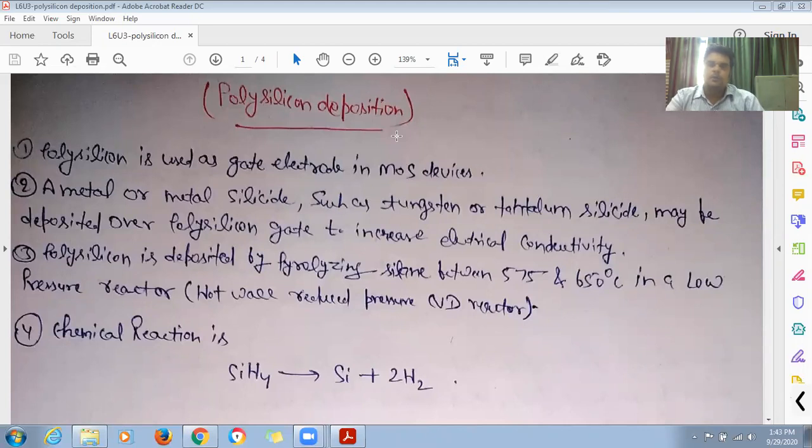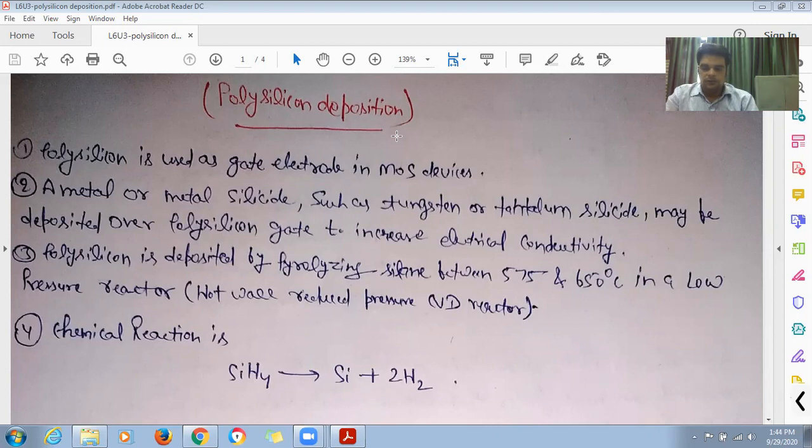Now, first of all, what is the use of polysilicon? Polysilicon is basically used as a gate electrode in most devices. So, polysilicon gates are generally used. There was a time when the metal layer that was deposited onto the silicon dioxide layer was aluminum, but polysilicon replaced aluminum completely, and that's why these polysilicon gates are very famous now.